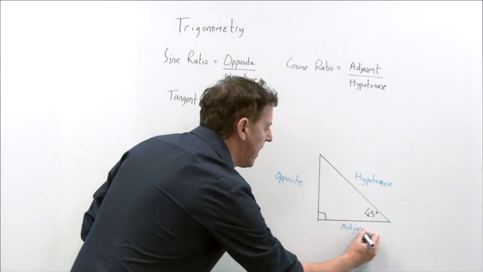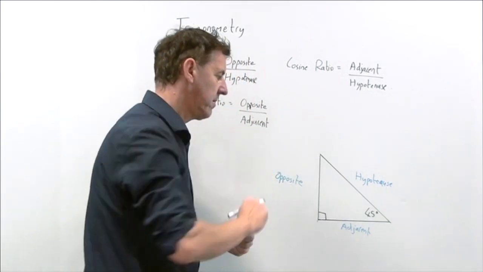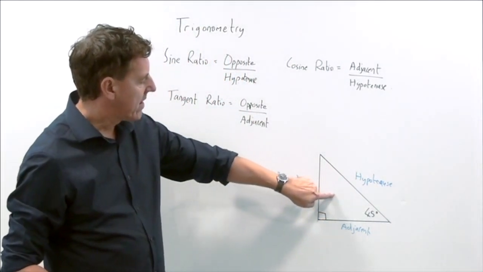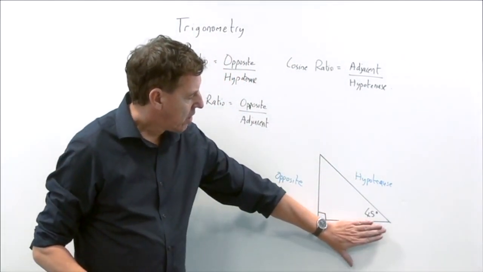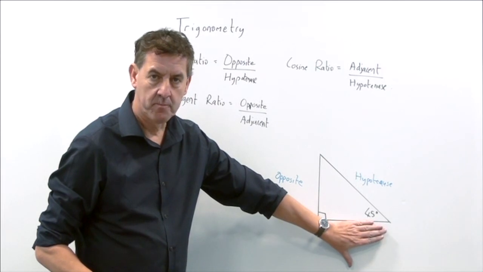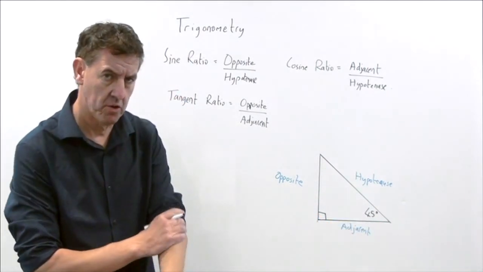So let's just go through that again. I would start always with the hypotenuse. I'd then go opposite the angle, and then I'd go for the side which is next to the angle. Okay, so what's trigonometry all about?